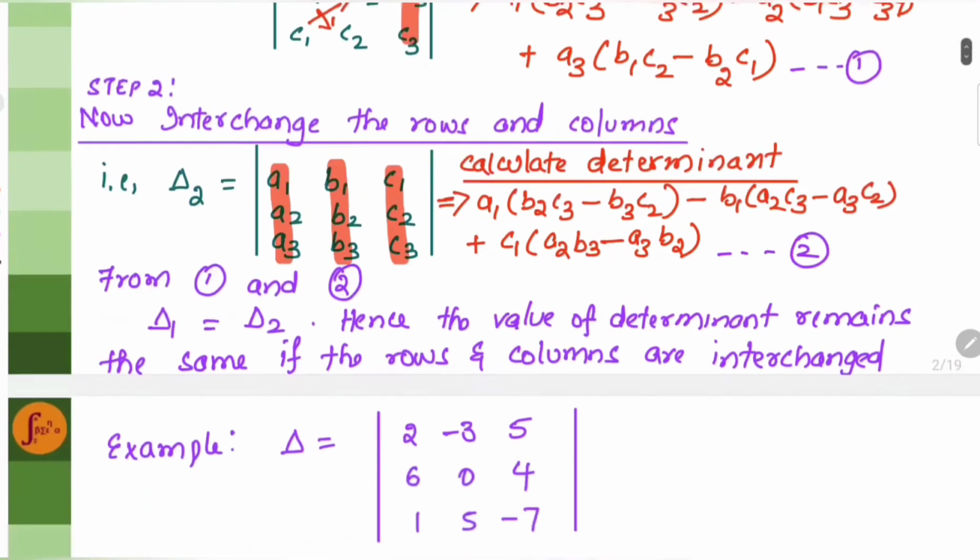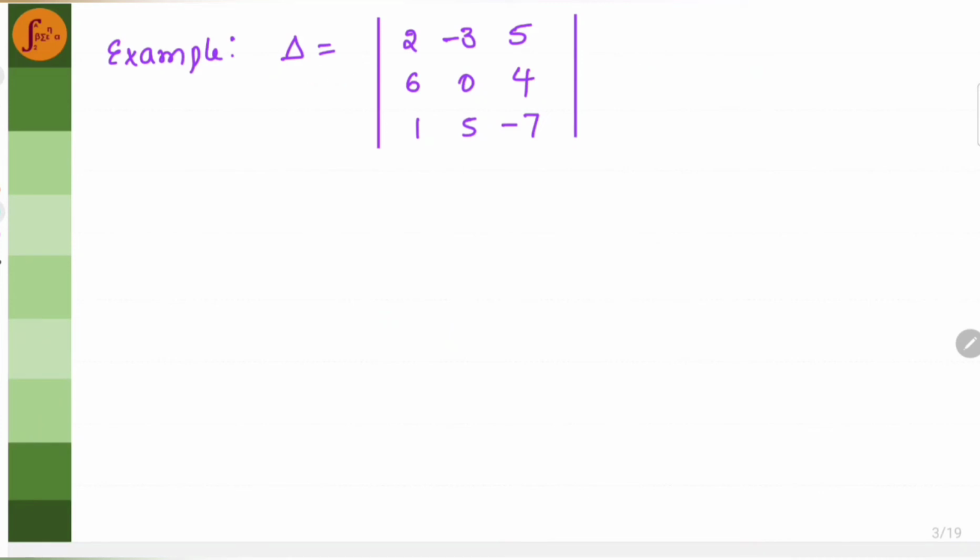Let's take an example. Say this is the matrix. Now we need to find the determinant. Let's call this determinant 1. So determinant 1 would be 2 into, first it should be plus, minus, plus. 2 into 0 into minus 7 is 0, minus 4 into 5, which is 20. Then for the second element there has to be a minus sign, minus into, the second element is minus 3, into the elements 6, 4, 1, 7. So 6 into 7 is 42, minus 4 into 1, which is 4.